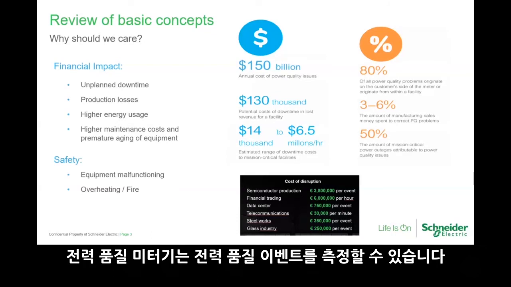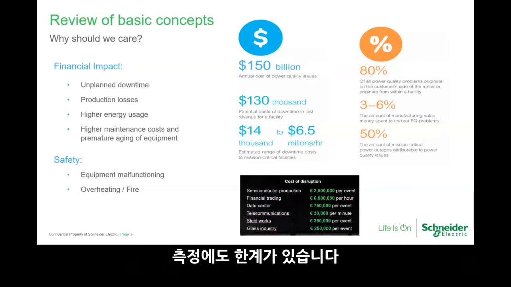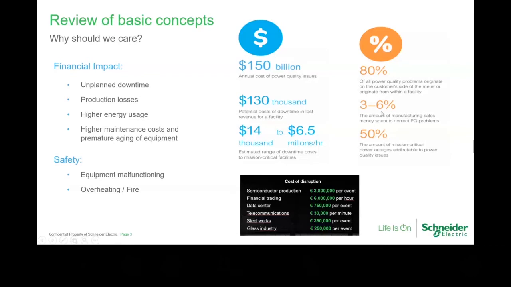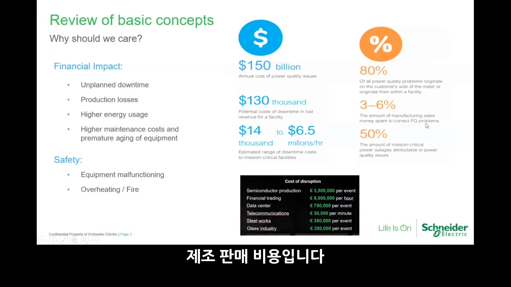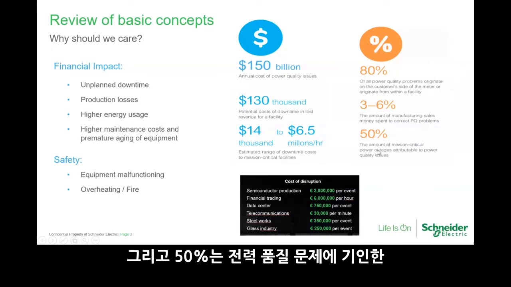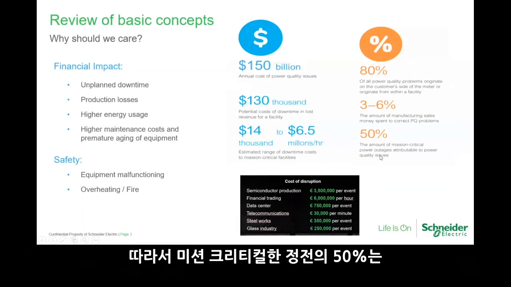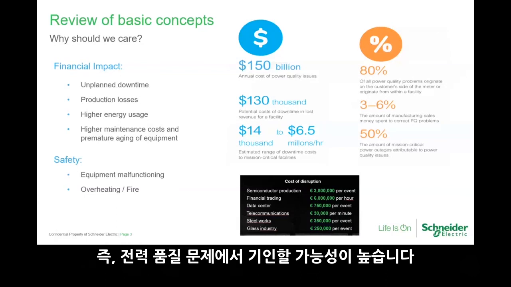Power quality meters can measure power quality events. Power meters cannot measure power quality events. They only measure to certain limits. Limitation, we will come to that later on. 3 to 6% of manufacturing sales money is spent to correct power quality problems. This is what the study has found. And 50% of mission critical power outages are attributed to power quality issues. So for 50% of the mission critical power outages in a facility itself, chances are that it's coming from power quality issues.